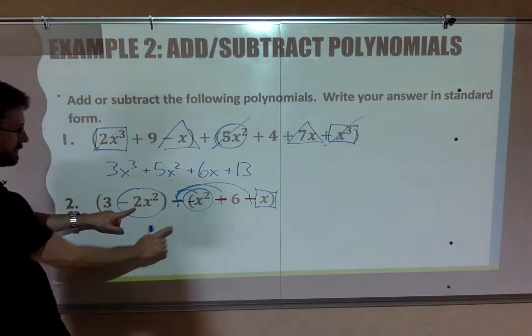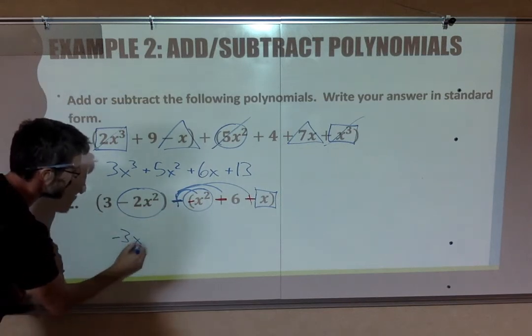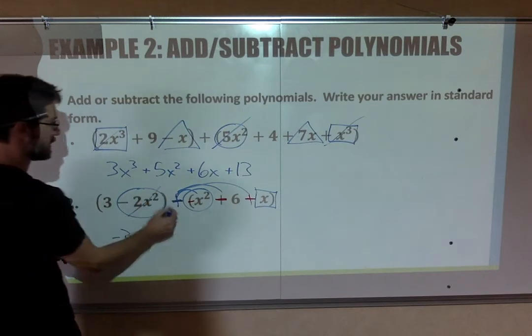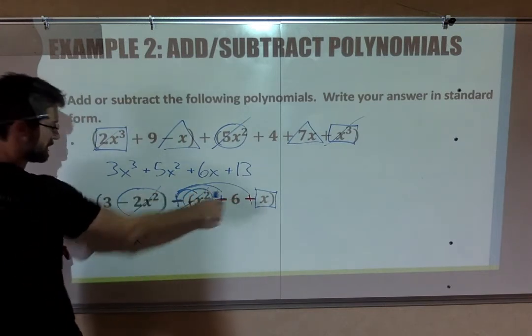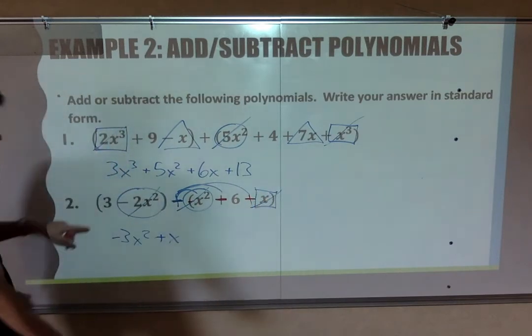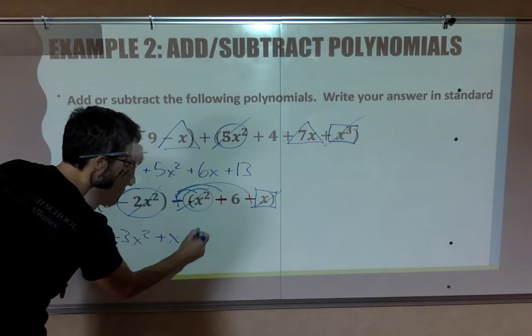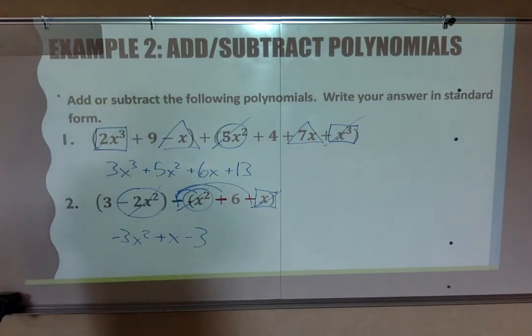So -2 and -1 for the x squareds makes a -3x squared. That takes care of those. Then we've just got a plain x, so plus x, that takes care of that. And then a 3 and a minus 6 makes a minus 3. Like that.